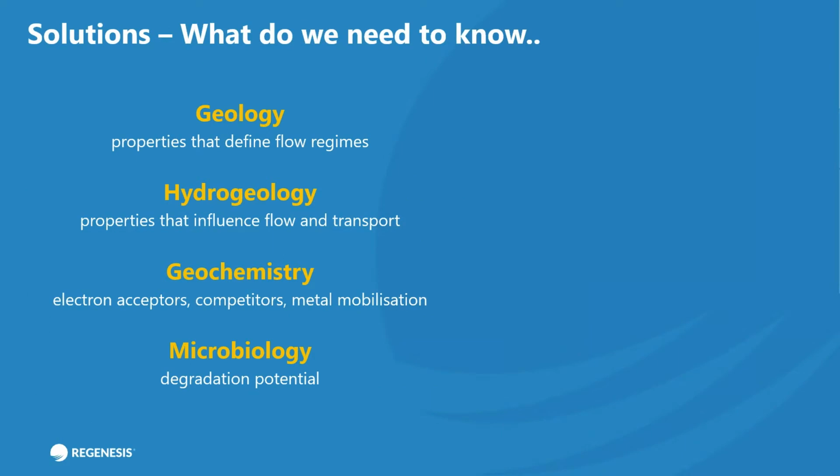So in terms of the solutions, what do we at Regenesis need to know in order for us to provide you with an in situ remediation design? This can broadly be broken down into 4 categories, in order of importance from top to bottom. We need to understand the geology, because this will define flow regimes, and we need to understand hydrogeology, because this is going to influence flow and transport. And together we can understand the contaminant flux.